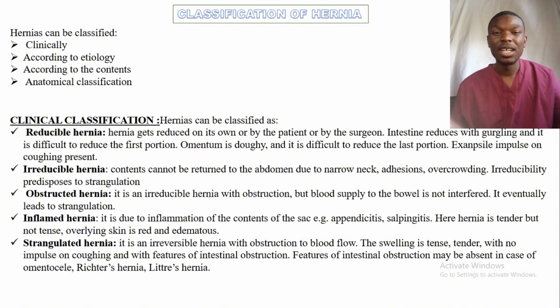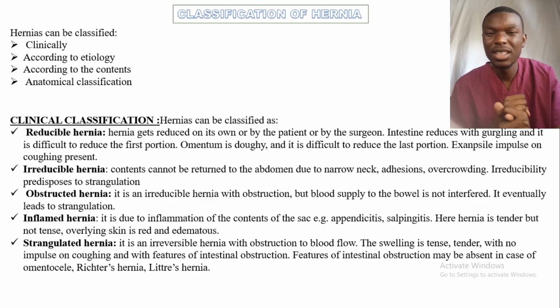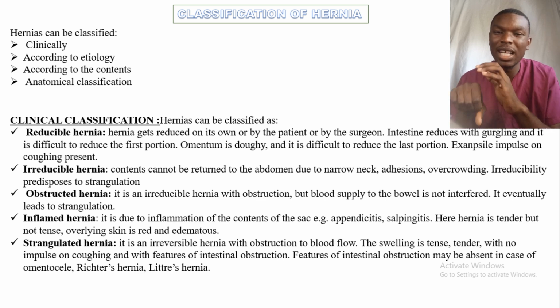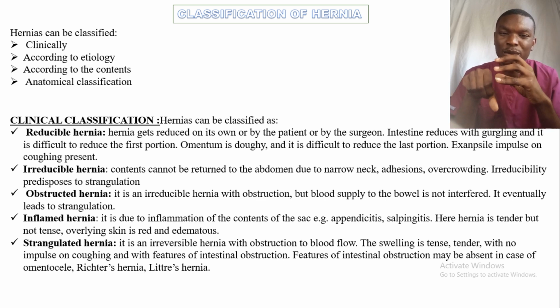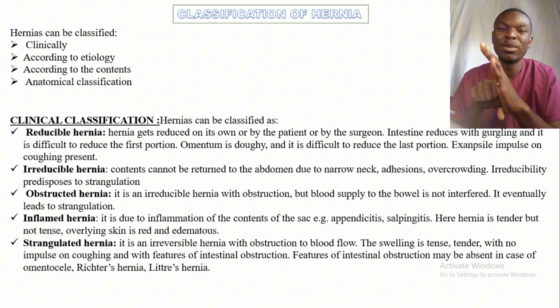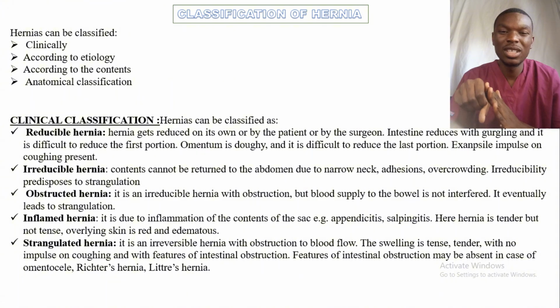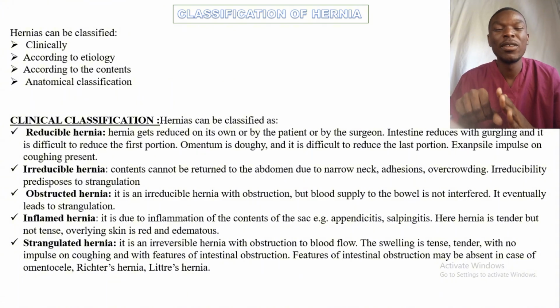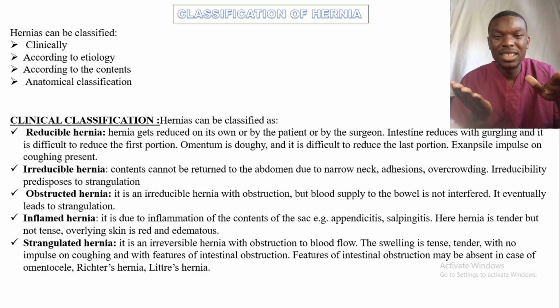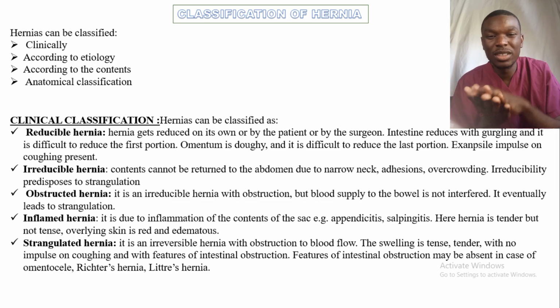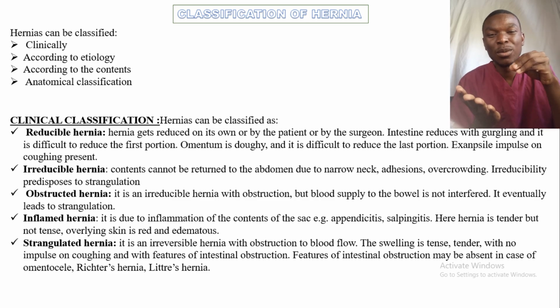So, under clinical classification, we have a reducible hernia. So this is simply a hernia that you can push back. So that bulging, you can push back, and then you won't be able to see that bulging. This can be done by the doctor or the patient, or when the patient lies flat, the hernia is able to be reduced or pass back through the opening or the weakening.